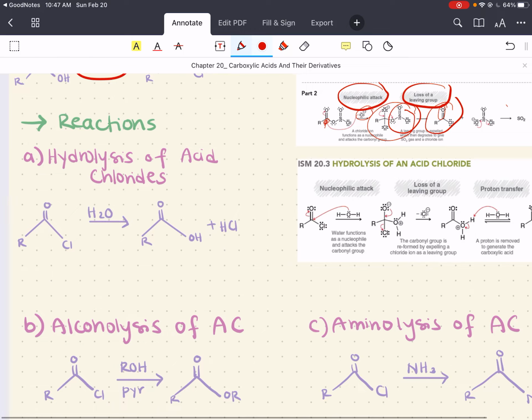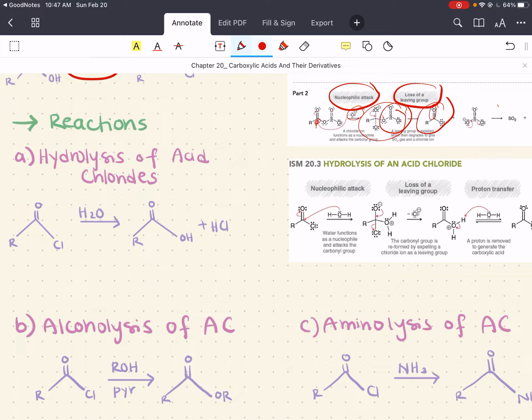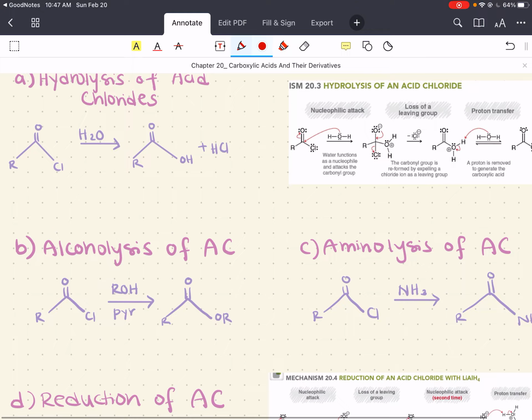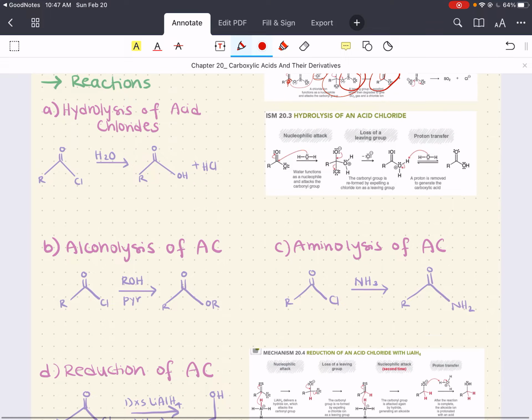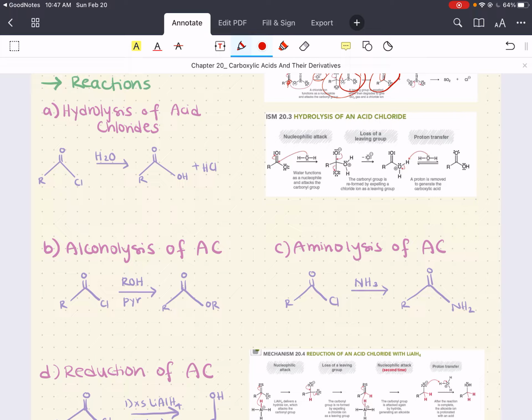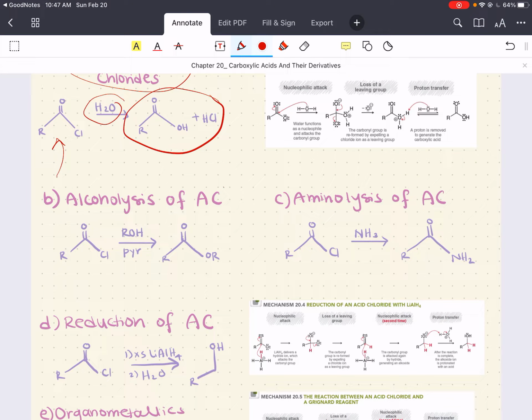Now, the reactions of acid chlorides are many. We can convert acid chlorides back to carboxylic acids, into esters, amides, and anhydrides. And so here are the reactants that we need for each one of these reactions. Hydrolysis of acid chlorides will take our acid chloride, treat it with water, and what we get back is our carboxylic acid.